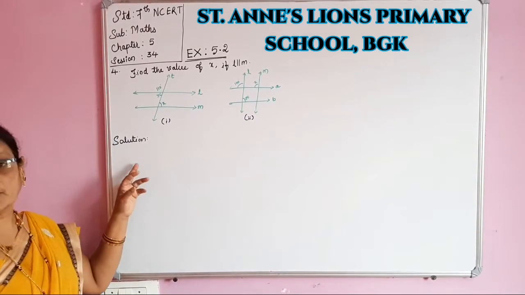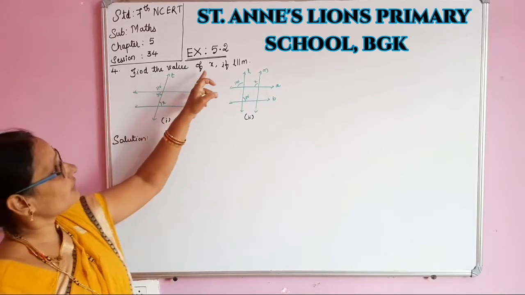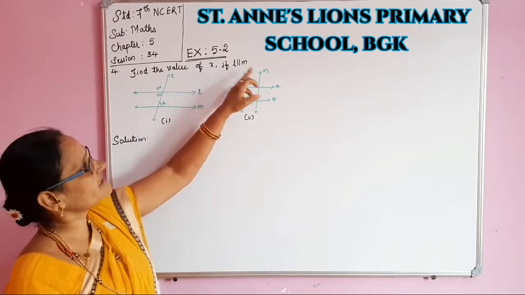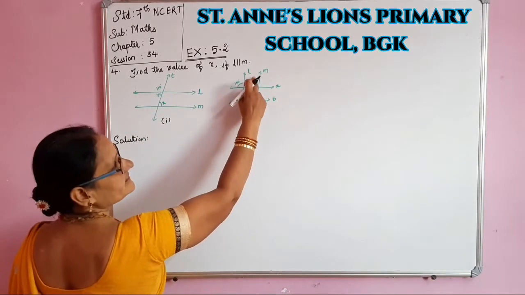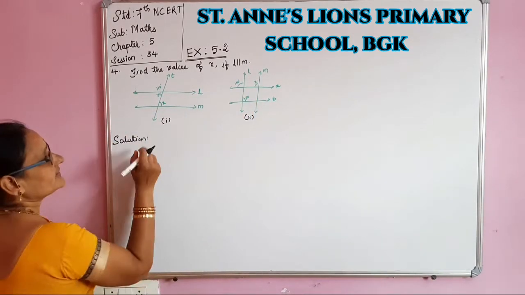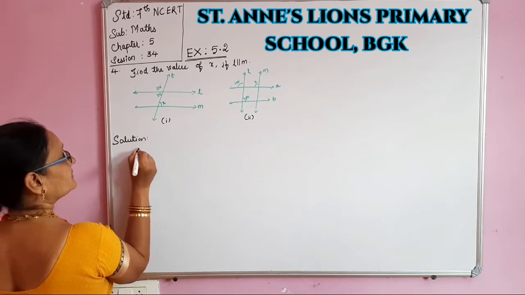See here students, fourth main. Find the value of x if L is parallel to M. Here x is there, no? We have to find out this x and this x also. See in the first figure, first we will find out the first one.